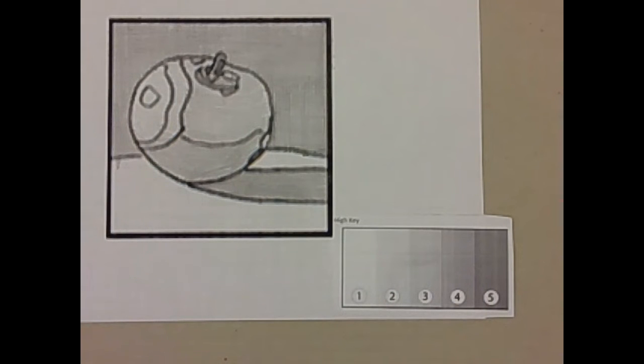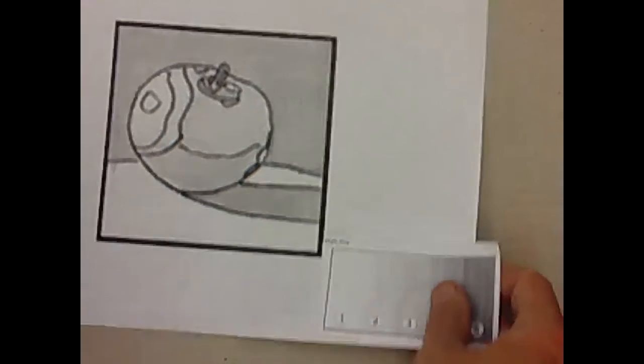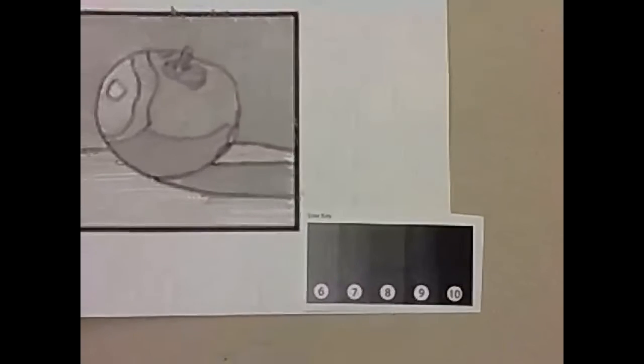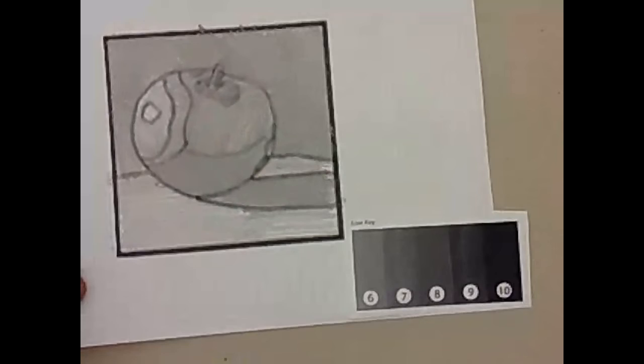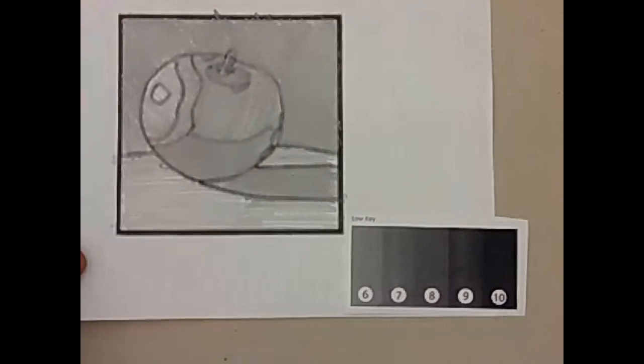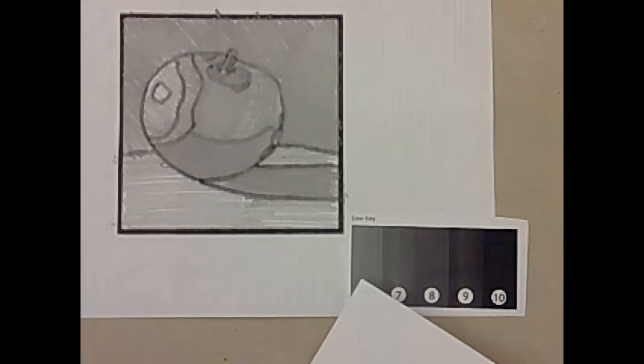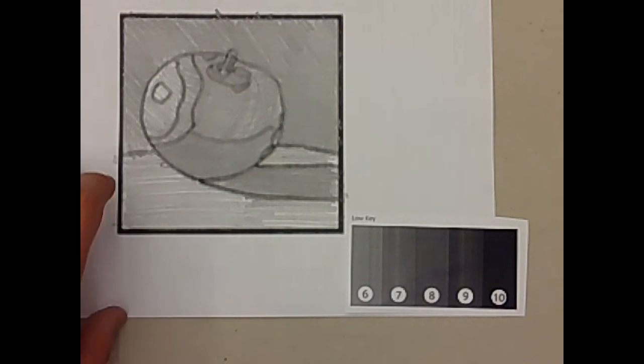The next piece that you're going to do goes the opposite direction and uses just values that are at the low end of the scale. So we're going from the middle to the darkest darks. So same object, but we're skewing the values now to the low end, the low key values, which are the middle darks to the absolute jet blacks.